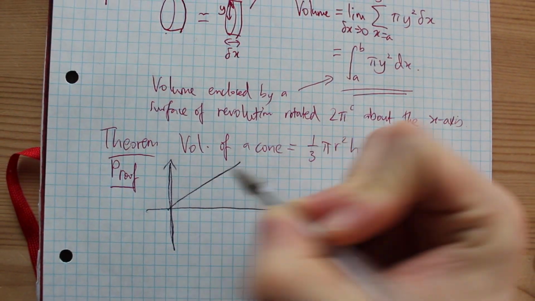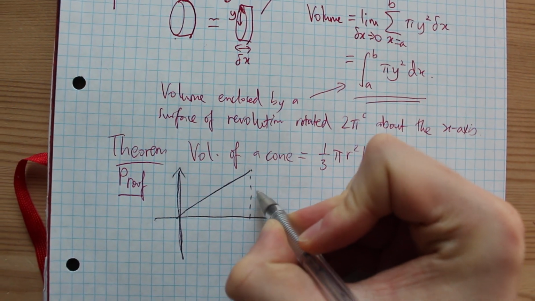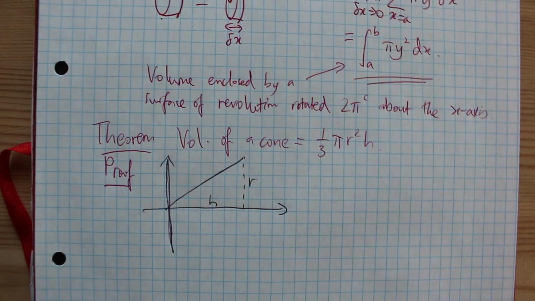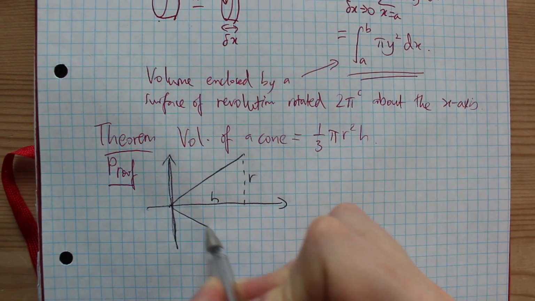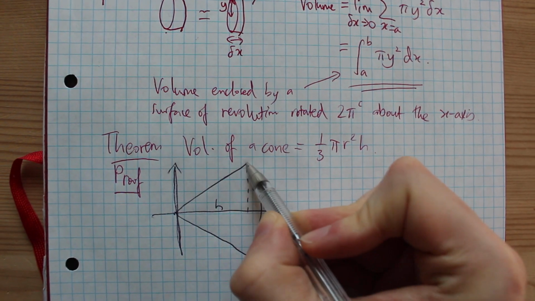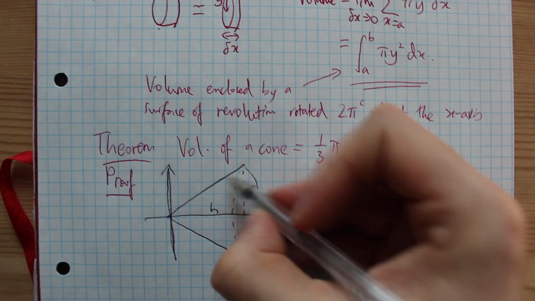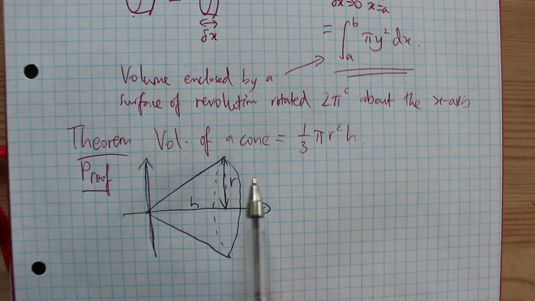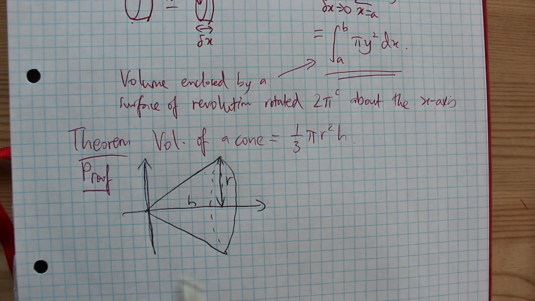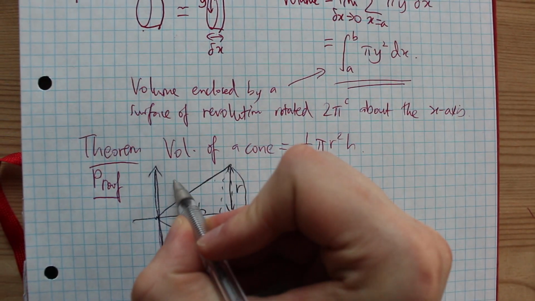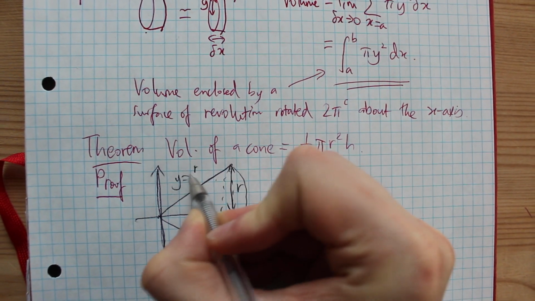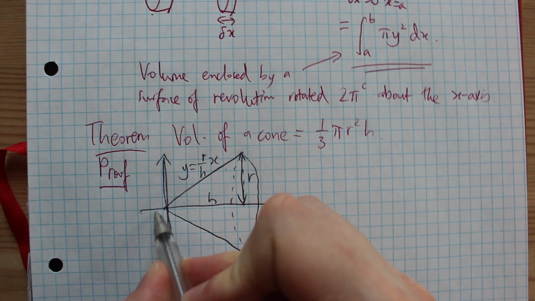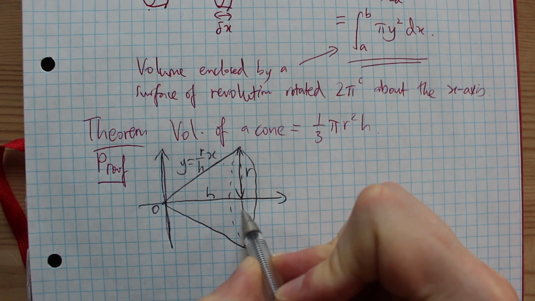Well, if I rotate this line here, and we want the radius to be r, that's this height, and we want this length to be the height, h, of the cone, and when I rotate this it will form a 3D shape that's a cone, like so. And then what do I need this line to be? Well, if this is r and this is h, the gradient is the ratio, r over h. So this line is y equals r over h times x. And now let's use this formula. So this is 0, and this limit here is h.